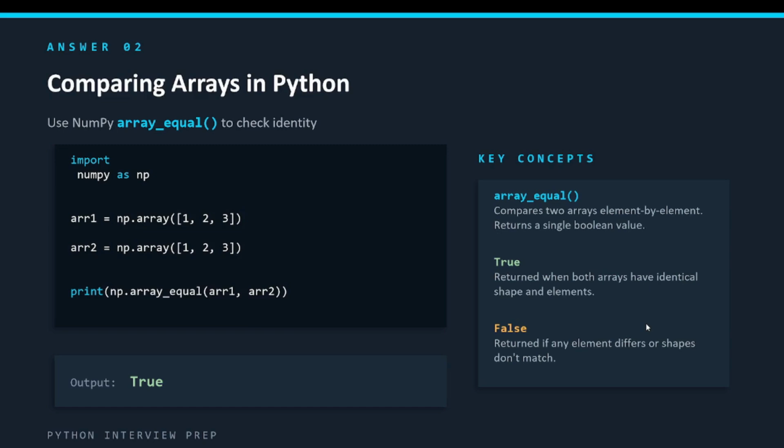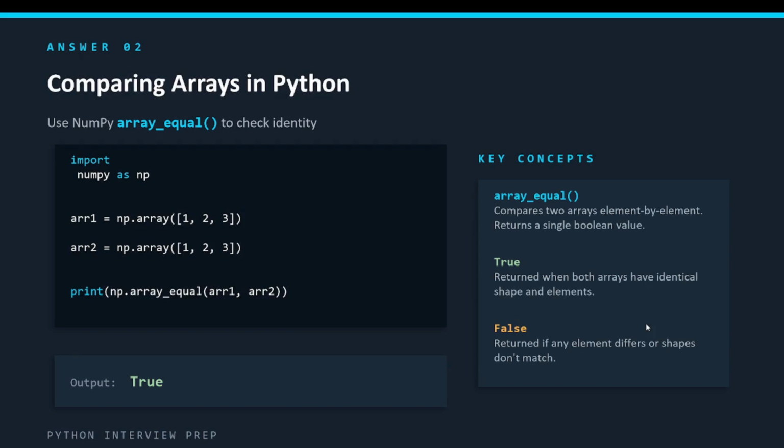In our example, since both arr1 and arr2 have the same shape, both are one-dimensional arrays with three elements, and every element matches, 1 equals 1, 2 equals 2, and 3 equals 3, the function returns true, confirming that the two arrays are completely identical. You might wonder, can't we just use the equal to operator to compare arrays? The answer is yes, but with an important difference. Using equal to between two NumPy arrays returns an element-wise Boolean array, for example true, true, true, which tells you which individual elements match but does not give you a single true or false answer for the whole comparison.